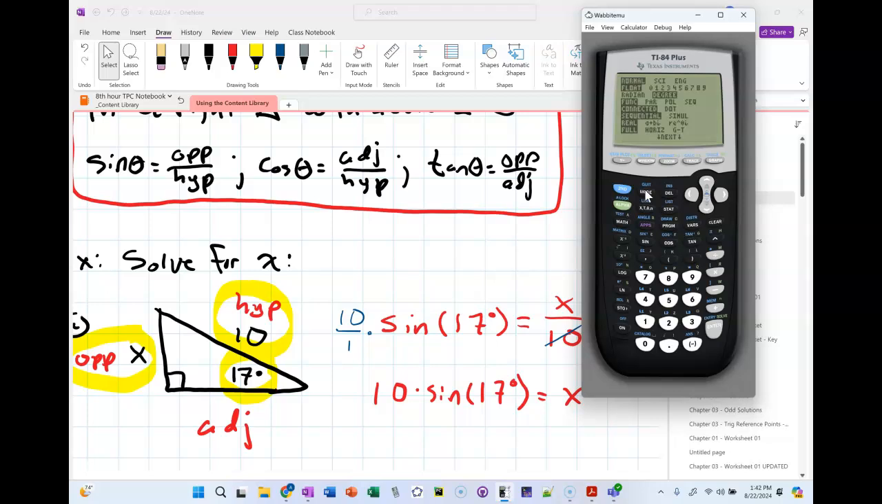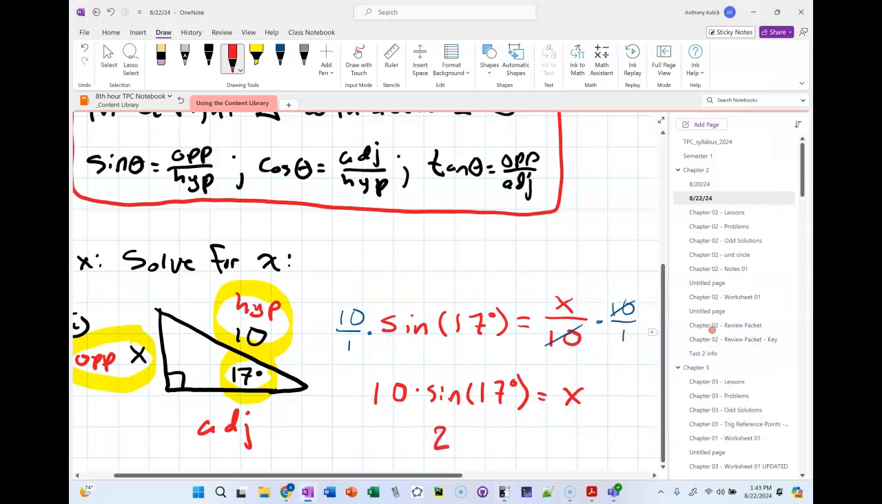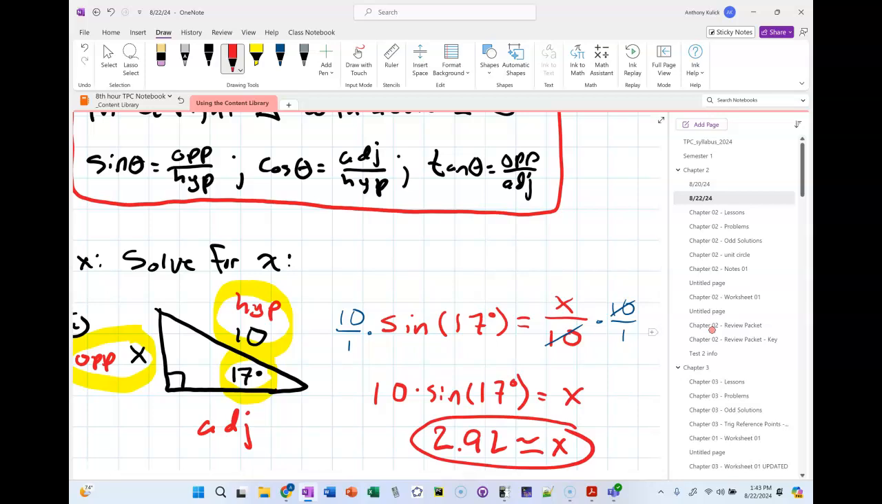So I'm going to exit back out of this menu now. I'm going to press the blue second button and the mode button again. That quits out of any menus and returns me to the main screen. And on my calculator, I'm going to write 10 times sine 17 and press enter. So my answer here is about 2.92 if I round to 2 decimal places. So far, so good.